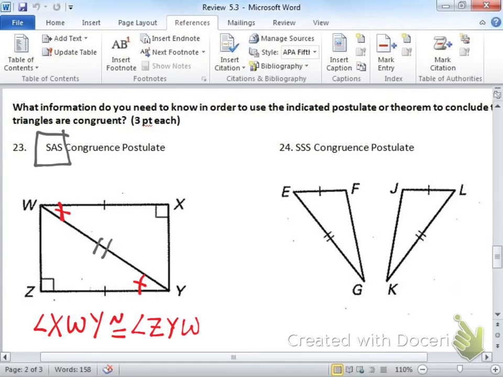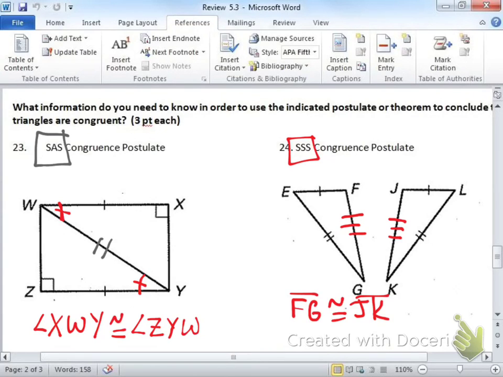All right. Anyway, number 24. Now they're talking about side, side, side. So I have side, side, uh-oh. So what sides would I like to have? I need FG to be congruent to JK if I want to use side, side, side. So this side to this side is what I needed.